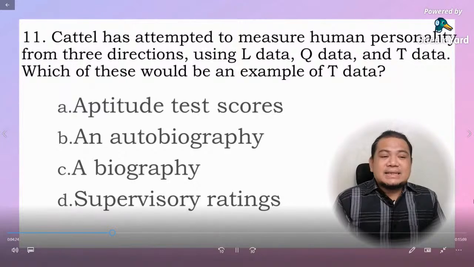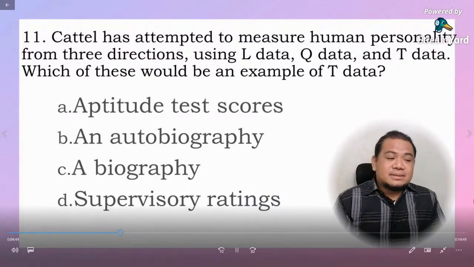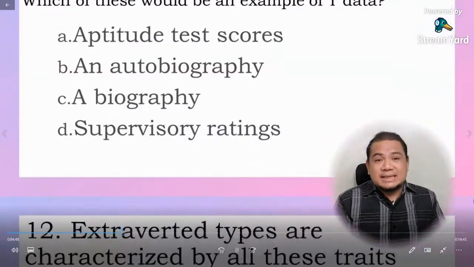Number 11. Cattell has attempted to measure human personality from three directions using L data, Q data, and T data. Which of these would be an example of T data? Is it A, an aptitude test score, B, an autobiography, C, a biography, or D, supervisory ratings?